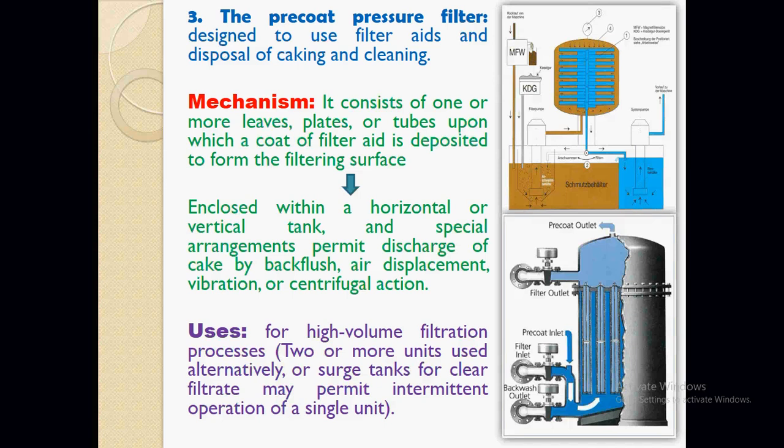We used to add this filter aid ourselves. This will help give us good porosity in the cake and a steady state flow rate during filtration. It is one of the helping factors, so here it is already pre-coated and we get it ready. Enclosed within a horizontal or vertical tank, a special arrangement permits discharge of cake by backsplash, air displacement, vibration or centrifugal action. It is used for high volume filtration processes. Two or more units used alternately, or a surge tank for clear filtrate, may permit intermittent operation of a single unit.